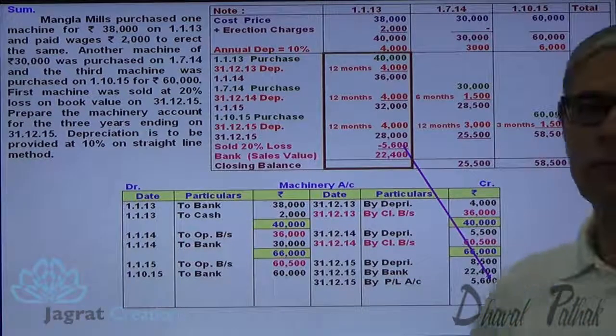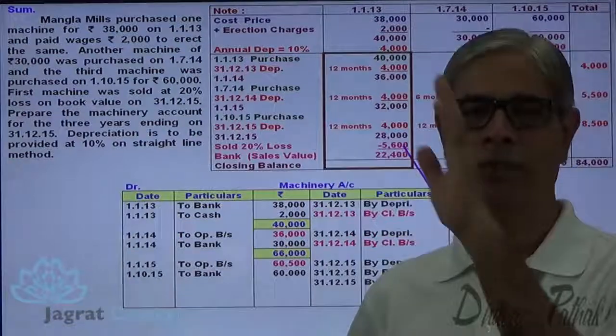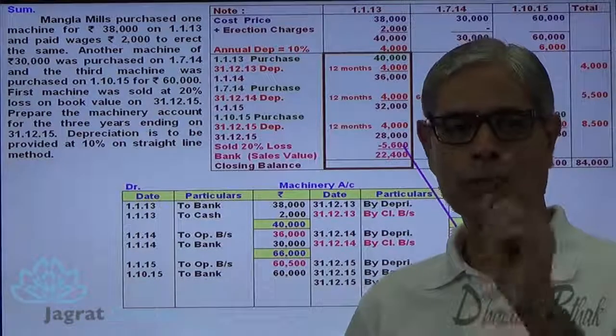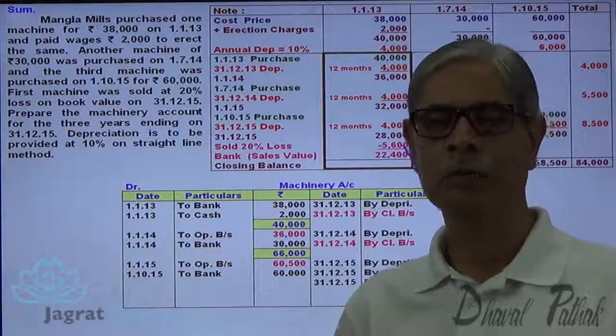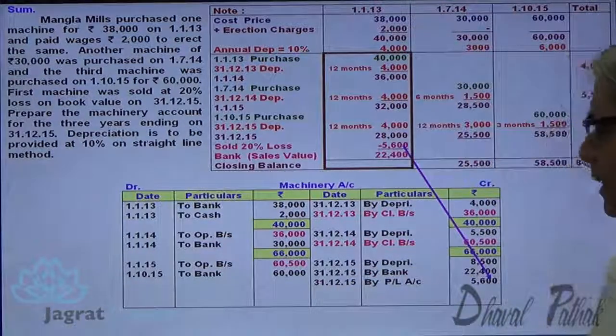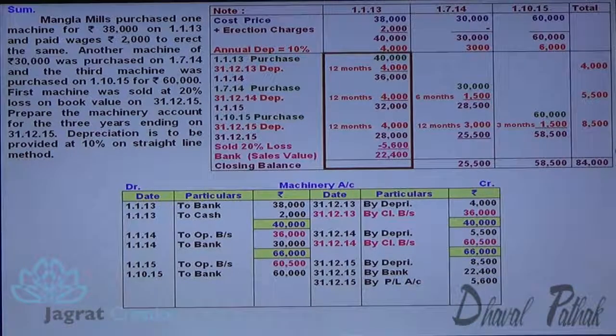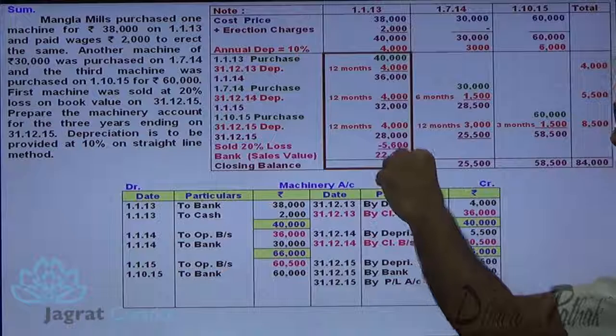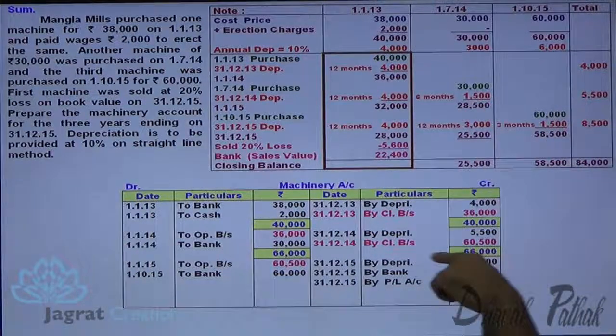There is an alternative way of writing the entry. Loss on sale of machinery account debit to machinery account credit, and the loss on sale is transferred to profit and loss account. Profit and loss account debit to loss on sale of machinery account credit 5,600. That's an optional way of writing the entry. Now after recording this entry, the sales is recorded. Annual depreciation is also recorded.